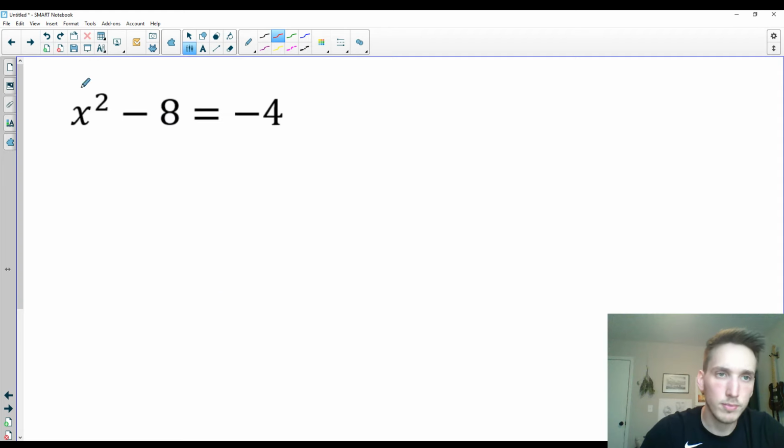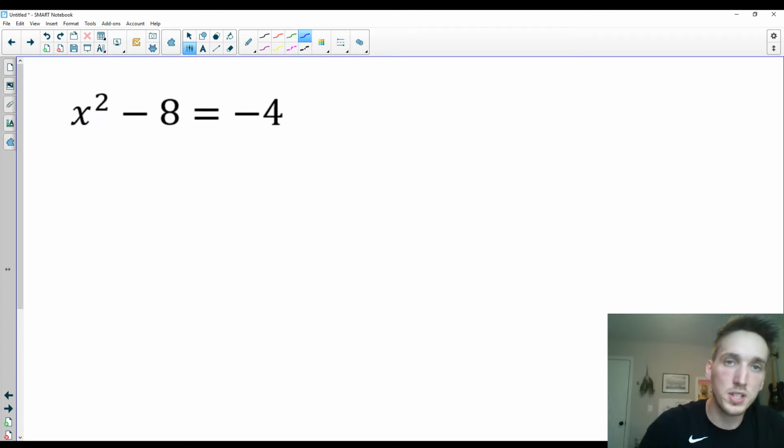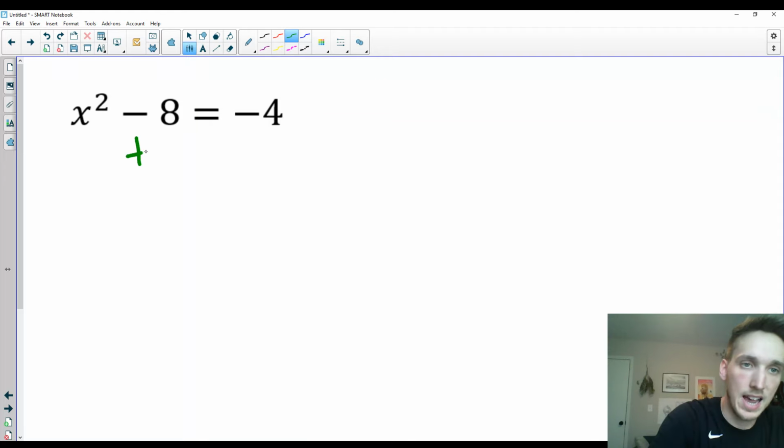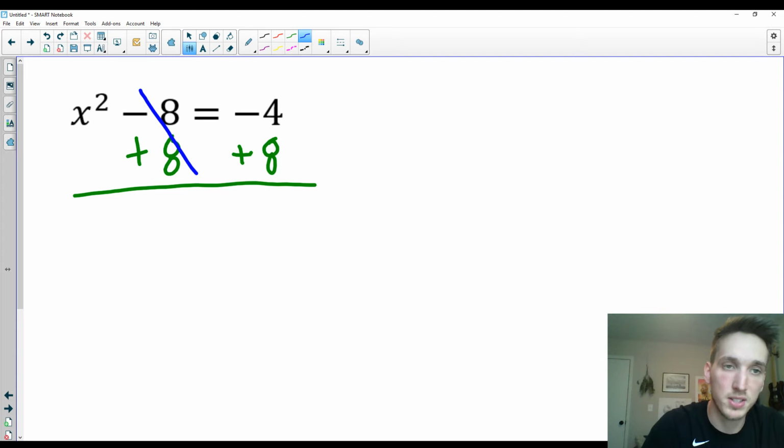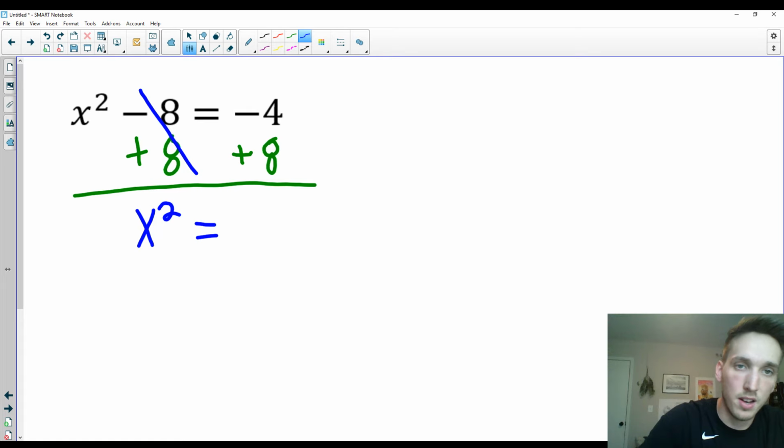Let's move on. x squared minus 8 equals negative 4. So again, not only are we dealing with an x squared, but we're also dealing with another constant on the same side, right? So before we deal with that exponent, let's get all of our constants to one side. So how do I get rid of that minus 8? I got to add 8 to both sides. Because positive 8 and negative 8 make 0, right? Negative 8 plus 8 is 0. So I'm left with x squared. Negative 4 plus 8, that's positive 4.